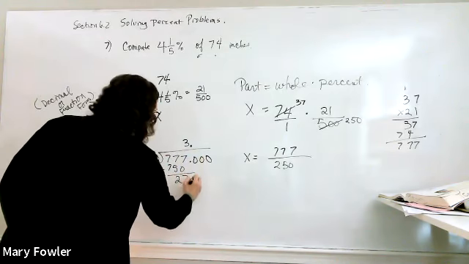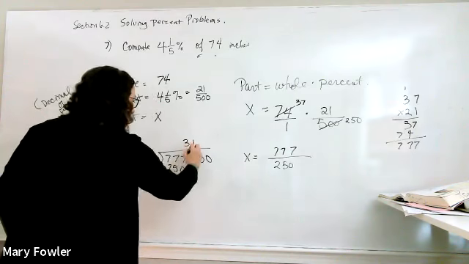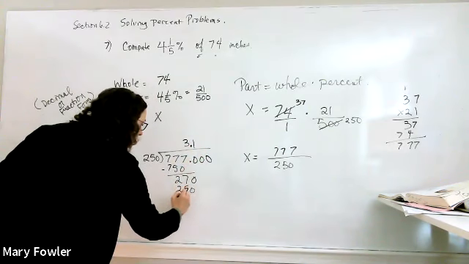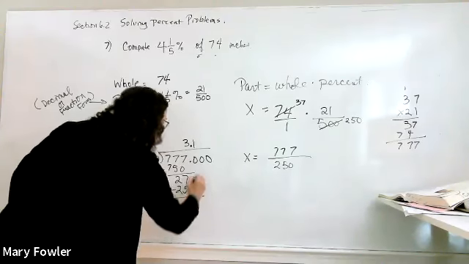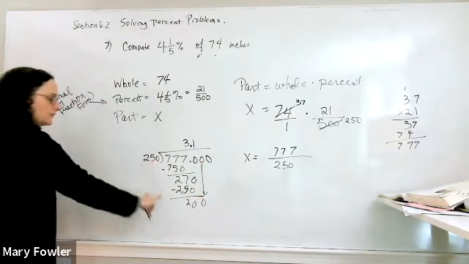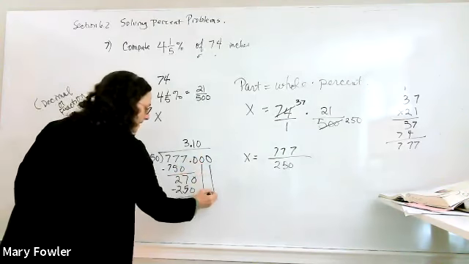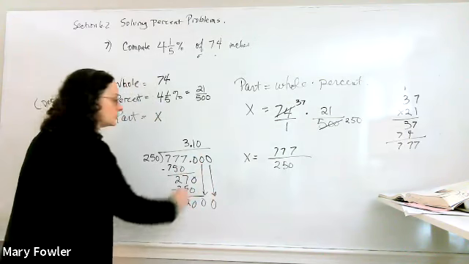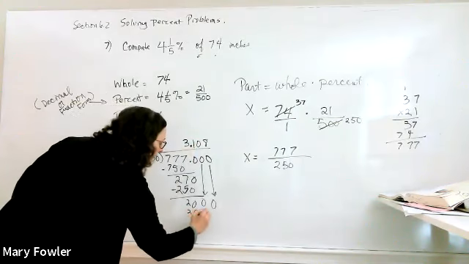So bringing down a 0. 250 goes into 271 time. That's in the 10th place. And we subtract here, we get 20. We're going to bring down this 0 here. 250 goes into 200 0 times. And let's go ahead and bring it down again. And now we have 2,000. 250 goes into 2,000 8 times. 8 times 250 is 2,000.